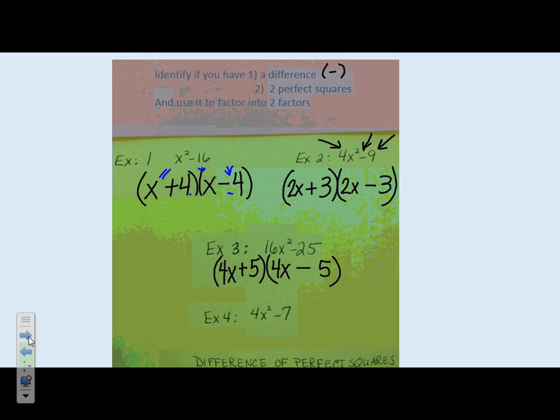Let's look at the fourth example here. 4x squared minus 7. Well, I see 4 is a perfect square. I see the subtract sign. But think about what's wrong with the 7. It's not a perfect square. So this cannot be factored, because 7 is not a perfect square. So be thinking about that. Not everything is factorable. Okay?